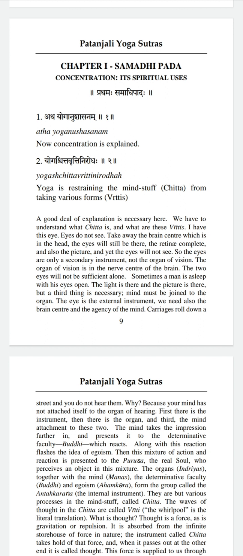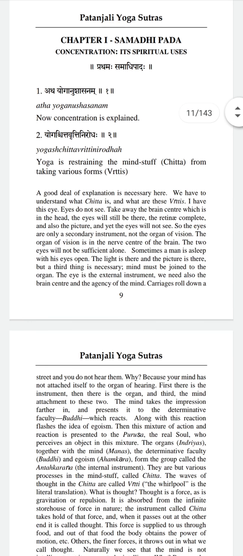Now second is Yogas Chittavriti Nirodha. That is, yoga is restraining the mind stuff. Mind stuff is the chitta. Overall the complex network of the mind, where waves have their own pattern. Any type of curve it can follow. That is chitta.